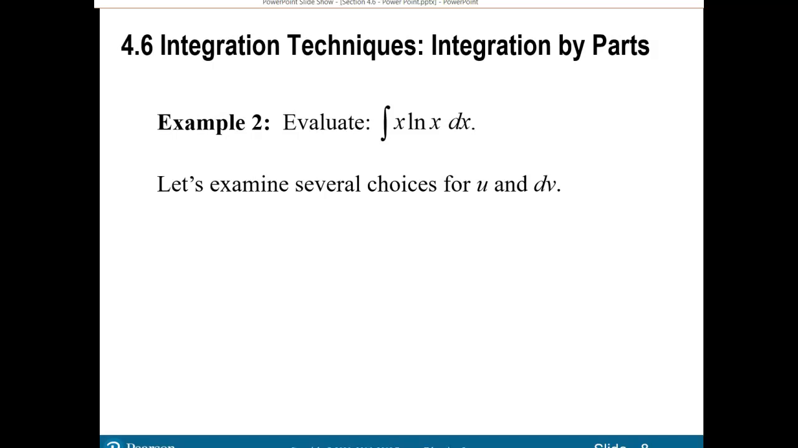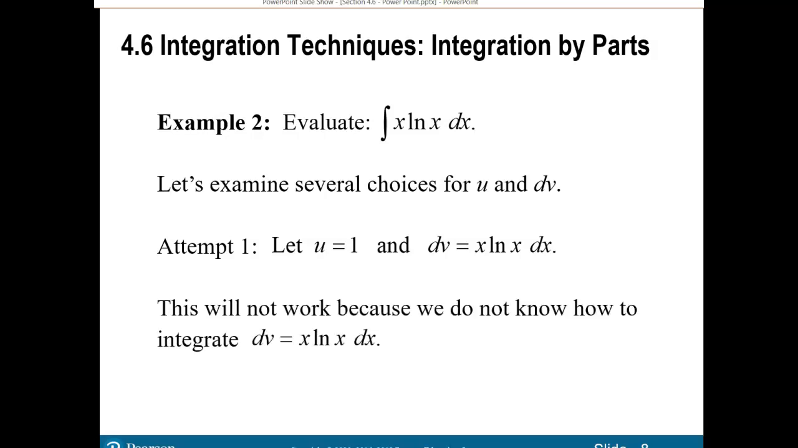So let's examine several different choices and figure out if they're going to work or not. All right, so attempt 1. Let's say we let u be 1 and just dv be the whole thing. First of all, that will never work out, okay? That's never a good idea. If you could integrate x ln x dx, you wouldn't even be using parts in the first place. You would just write down the answer, right? So you never want to let dv be the whole thing because you have to integrate it. And if you could integrate it, you wouldn't need to be doing the integration by parts.